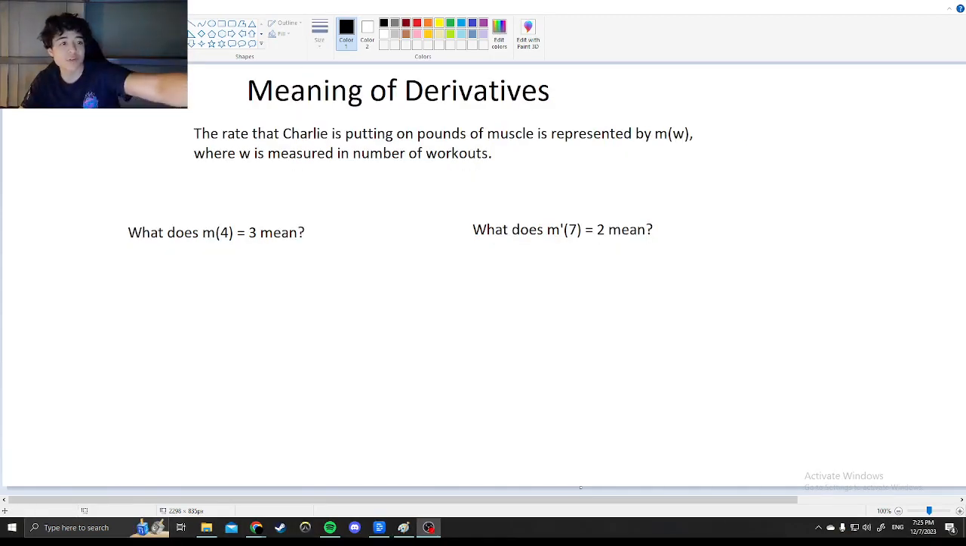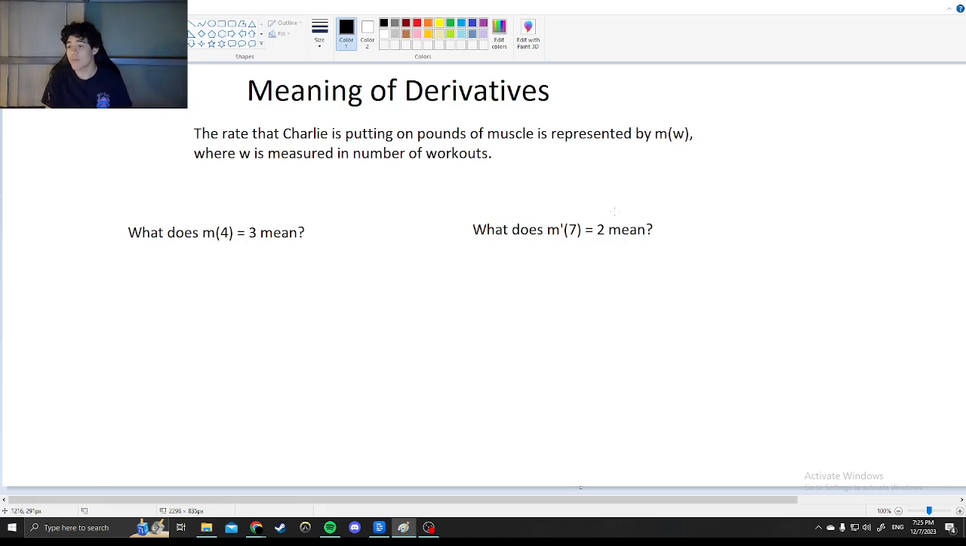Okay, so up next we're going to look at this problem here. It says that the rate that Charlie is putting on pounds of muscle is represented by m of w, where w is measured in number of workouts. An important thing about this function is it's already talking about the rate, so you could think of this as already a derivative function. It says m of w represents the rate that Charlie is putting on muscle, not how much muscle Charlie has put on. That's important to see. So go ahead, answer these, write them down, or just think about them, say them out loud, whatever you want to do.